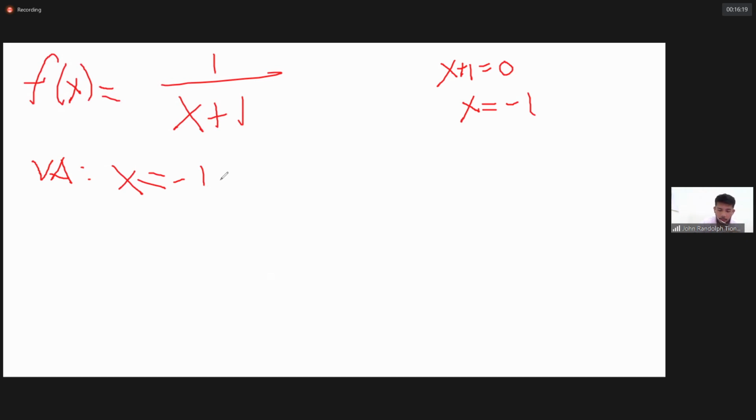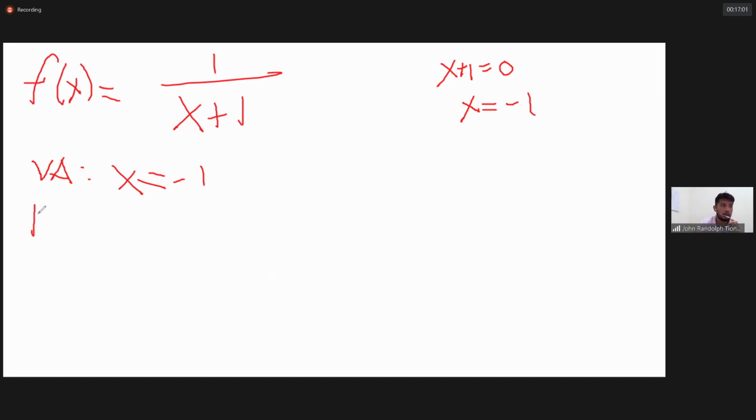Now, horizontal asymptote. Paano naman natin kukunin yung horizontal asymptote? The horizontal asymptote is determined by comparing the degrees of your numerator and the degrees in your denominator. Meron ba tayong x values sa numerator? Wala, di ba? Sa denominator lang tayo merong x value. So therefore, we can say that our function is bottom heavy. Meaning to say, mas higher yung degree natin sa denominator since wala nga sa numerator.